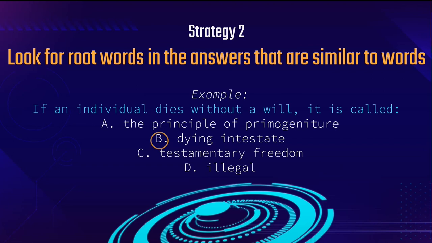Strategy 2. Look for root words in the answers that are similar to words in the stem. For example, if an individual dies without a will, it is called: A. The principle of primogeniture, B. Dying intestate, C. Testamentary freedom, D. Illegal. Even if you didn't know any of the terms in choices A, B, C, this answer is a likely choice because it contains a similar word to that in the stem.